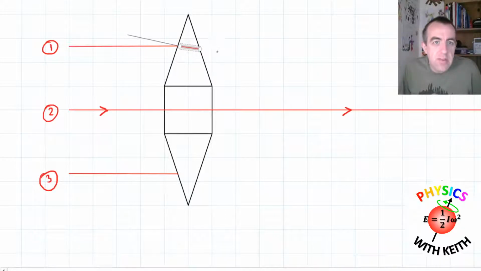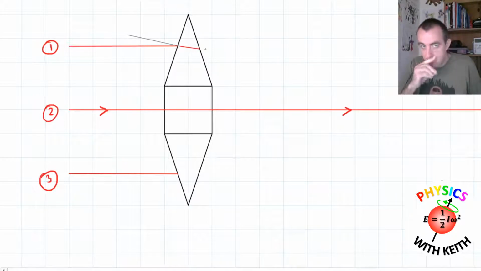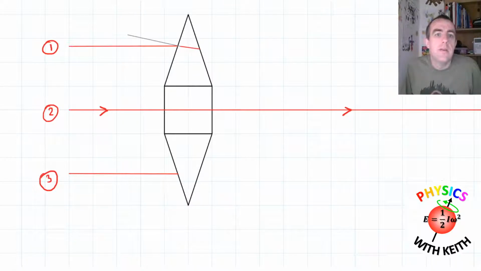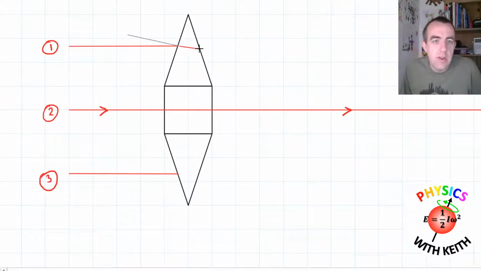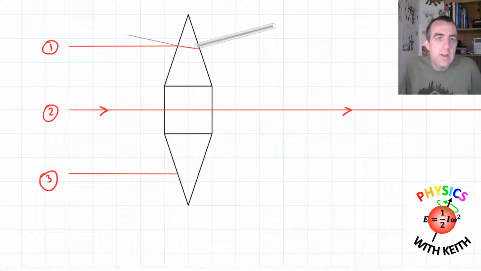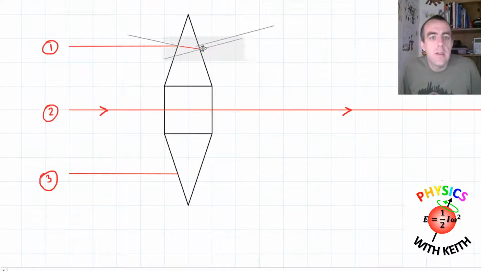Now what happens at the second interface at the top? I'll draw a little normal, see if that helps you. So we're deflected towards the normal, which caused it to deflect downwards a bit. Now we've got our second, oh dear, that's nowhere near where I wanted it to draw. Let's move this. What happens at the second interface?